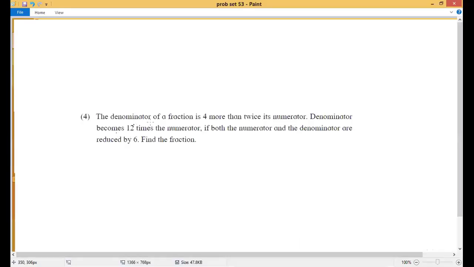Now question 4: you can see the denominator of a fraction is 4 more than twice its numerator. The denominator becomes 12 times the numerator if both the numerator and denominator are reduced by 6. Find the fraction. So we are going to find the numerator and denominator of a fraction. Let us call the numerator x and the denominator y.